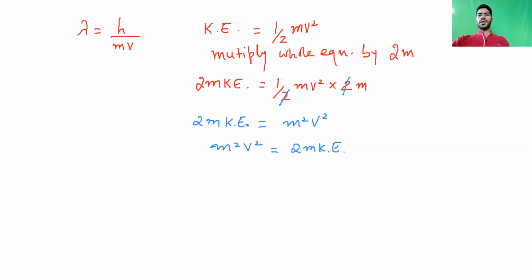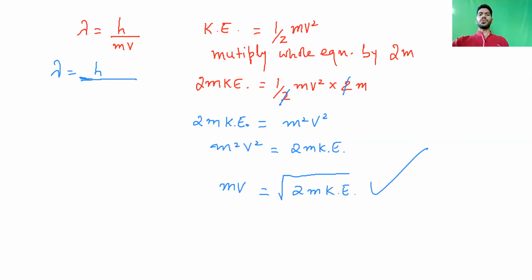And then I can also write it like this: mv, that is mass into velocity, will be equal to, when it goes to the right side, the square becomes a root, so the square root of 2m kinetic energy. Now substitute this value in this equation. We know that lambda is equal to h upon mv. So what can you write in place of mv? You can write the square root of 2m kinetic energy. So this is another equation which you have to remember. These two equations are very important, equation first and equation second.